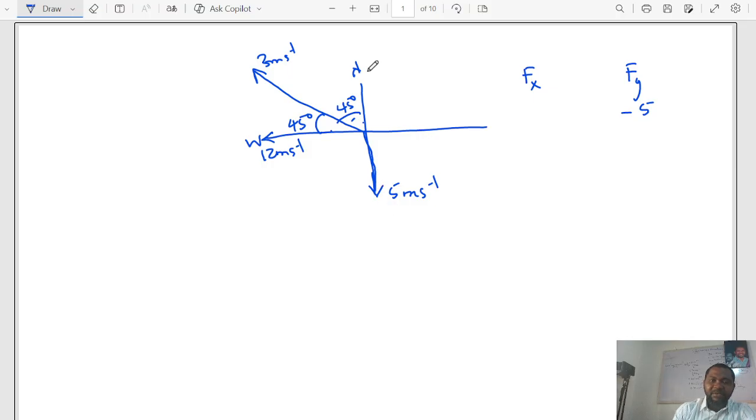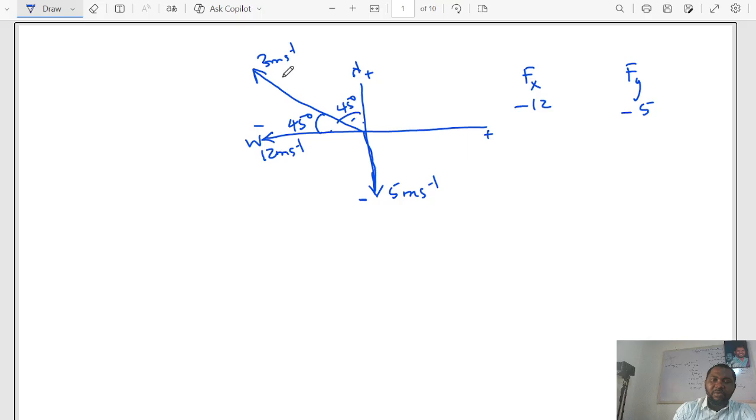Here is positive y-axis, here is negative, here is positive x-axis, here is negative x-axis. Then this one here is already on the x-axis, but the negative x-axis. So I'm going to come here and write minus 12. It's already on the horizontal component. Then this one here is partially on the horizontal and partially on the vertical. So in that case I can resolve it to the horizontal and also to the vertical.